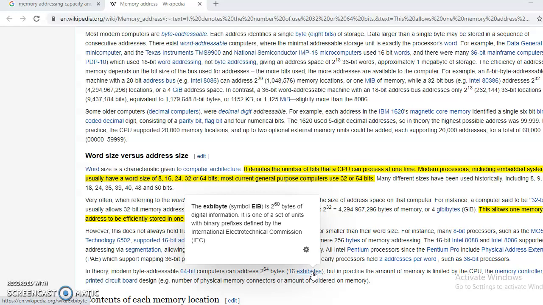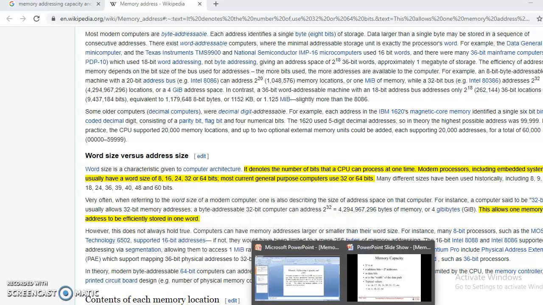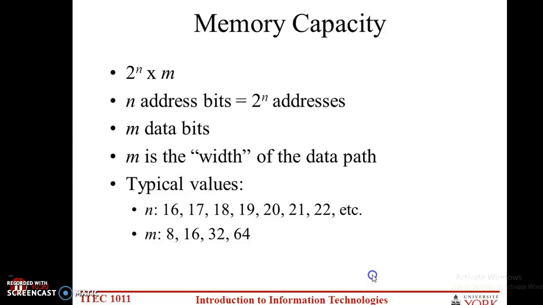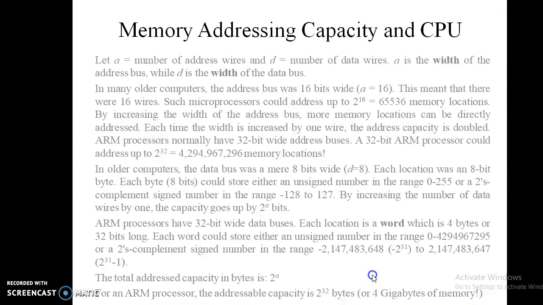Here the difference between the word size and the address size is this: word size denotes the number of bits that a CPU can process at a time. But the address size means the addressing capacity, how the wires carry the data, and all those things are determined by powers of 2. If the addressing bit is 16, it is 2 power 16. If it is 32, it is 2 power 32.